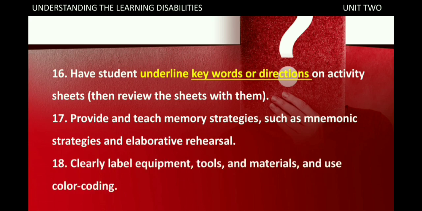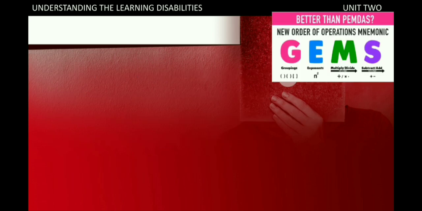Clearly label equipment, tools and materials. Yes, if you are going to use some chemicals, just label them: oh, this is the chemical. Label all the things you are using in the classroom so that students can get the point.